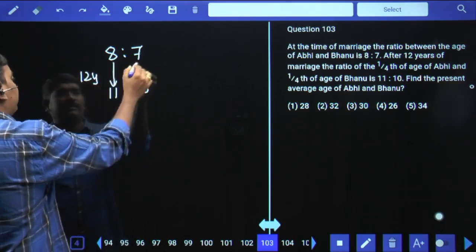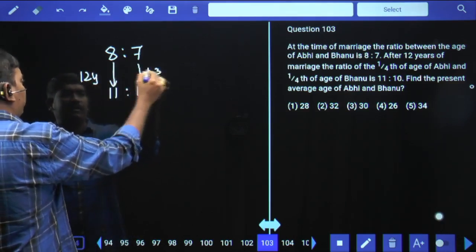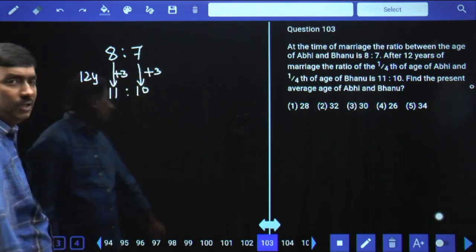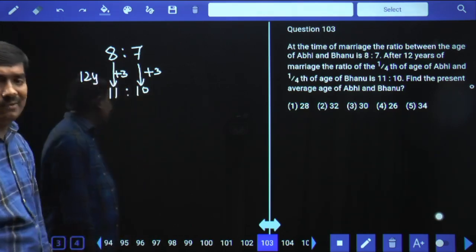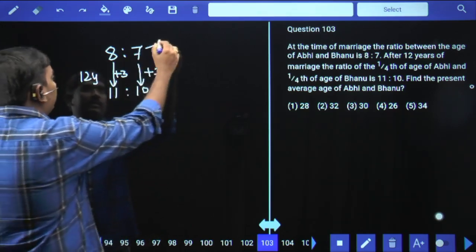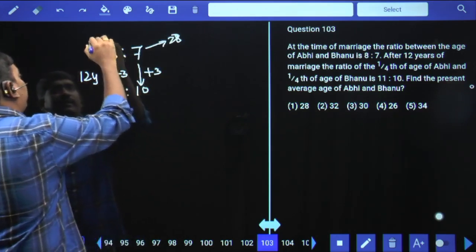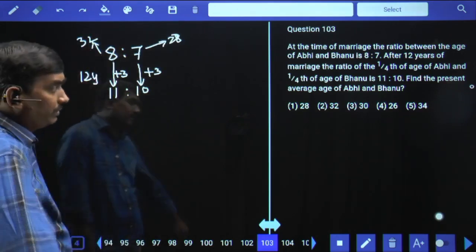8 became 11, 7 became 10, which means 3 parts increase. For how many years? 12 years. 3 parts increase for 12 years, then 1 part is nothing but 4 years. 7 4s are 28, 8 4s are 32 years.